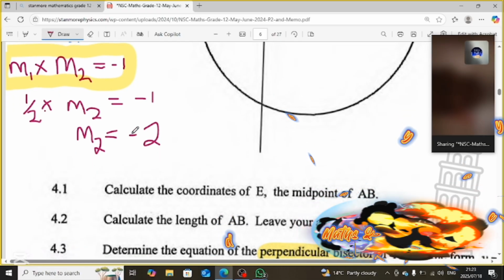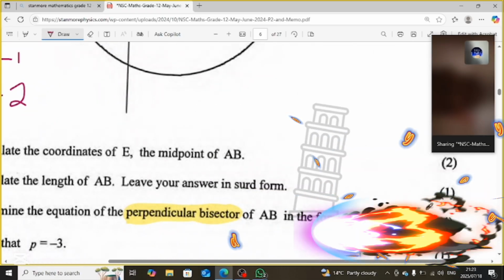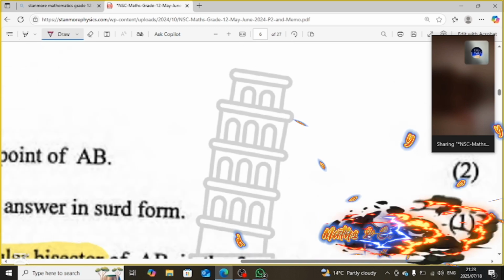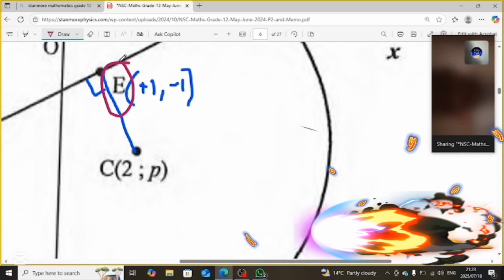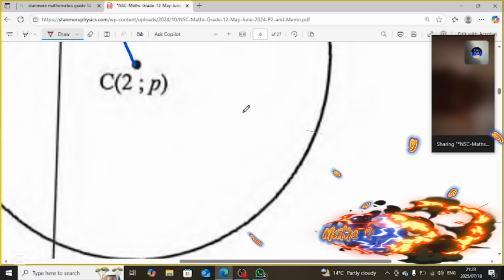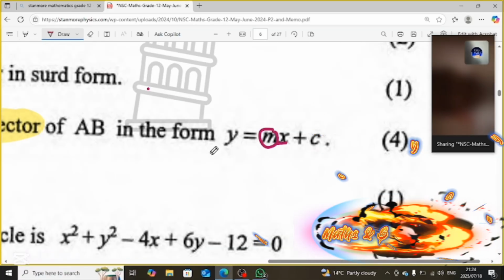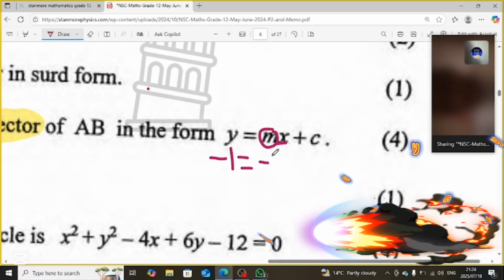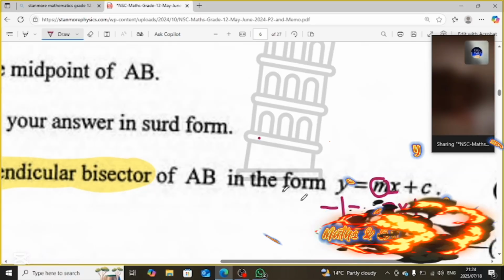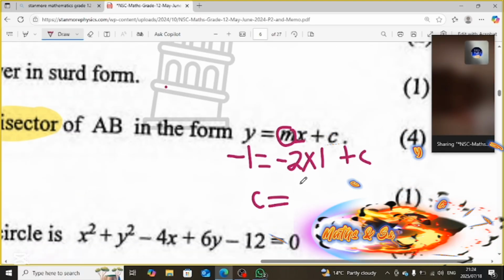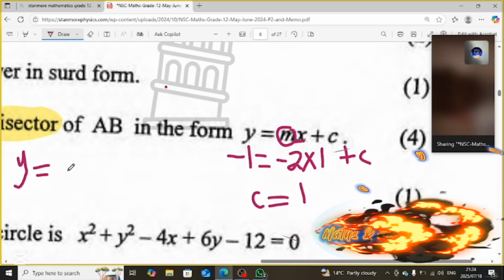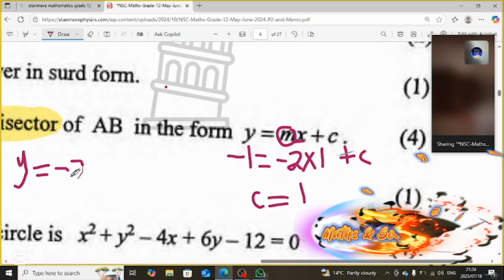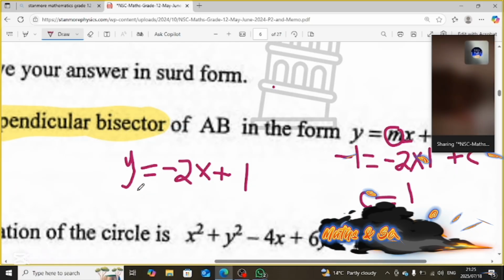Since we know the gradient of the perpendicular bisector, given as m2, we will then substitute the coordinates of E as (1, -1), lying on the line CE, to find the constant c. Giving us -1 equals -2 times 1 plus c. Therefore, c is equal to 1. Therefore, the equation of the perpendicular bisector is y equals -2x plus 1.